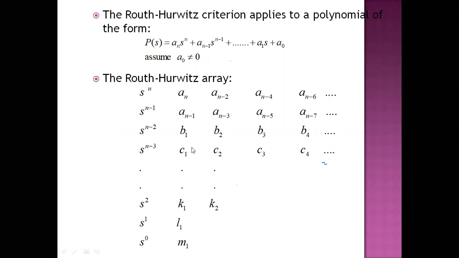There are different cases. We will discuss each case. The first case is to check that all the elements are positive and greater than 0. If any one element is negative, count the sign changes. The number of sign changes indicates the number of poles located in the right half of the S-plane, so the system will be unstable.